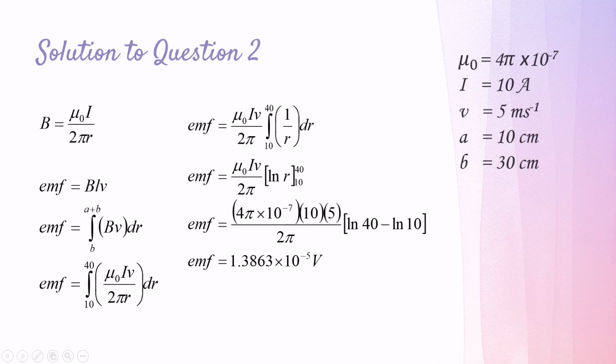The formula of magnetic flux density is then substituted into it. After rearranging the formula and putting the figures into it, we can get the electromotive force induced as 1.3863 times 10 to the power of negative 5 volt.